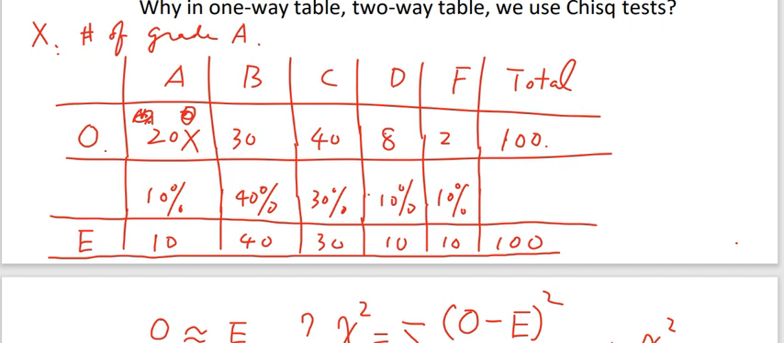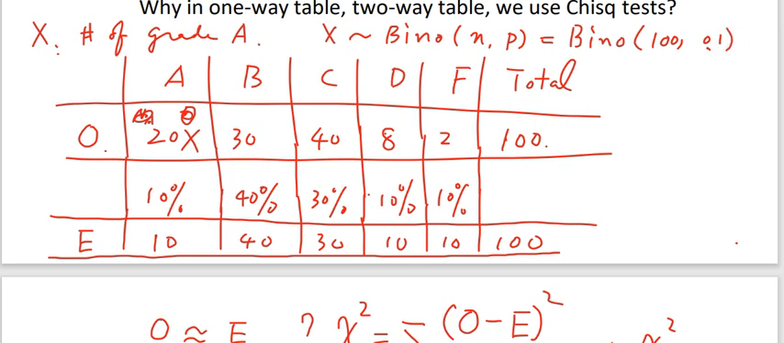So this X follows the binomial distribution with parameters N and P, where N is 100 and P is 0.1, right? So we know this binomial distribution will be close to a normal distribution, with mean NP and variance NPQ, so the standard deviation is the square root of NPQ.